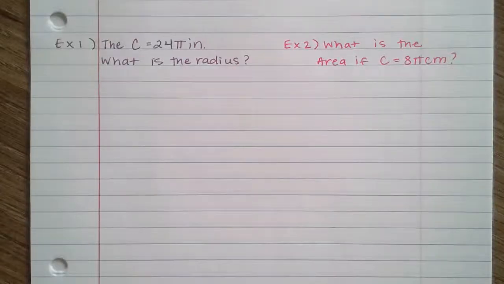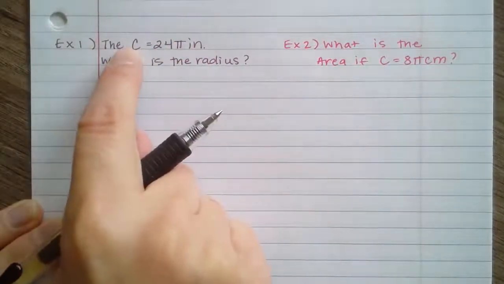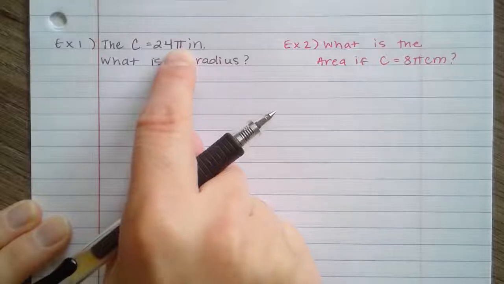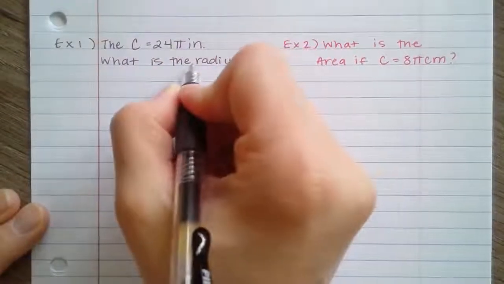All right, here are two examples where different pieces of a circle are given to us, whether the radius is given to us or the circumference is given to us, and we're supposed to find what it's looking for. So we're going to dissect this first example here. The circumference is given to us, so that means we're eventually going to use the circumference formula. And then it says we're looking for the radius.